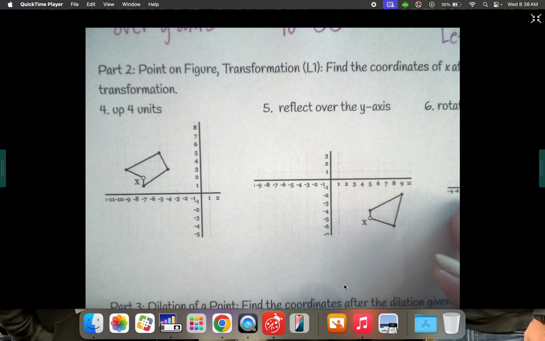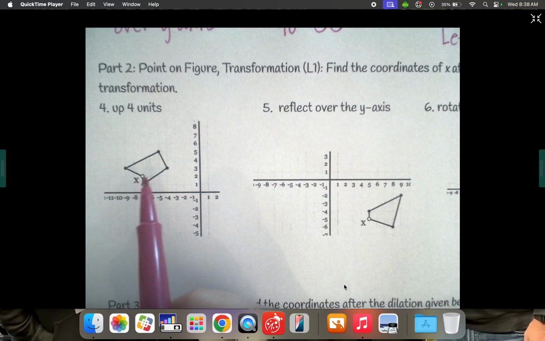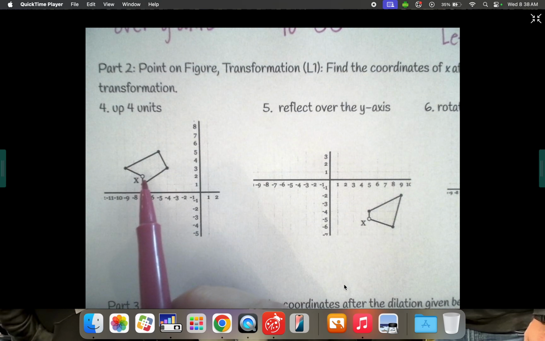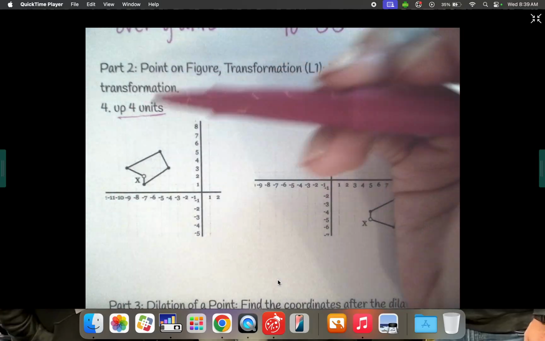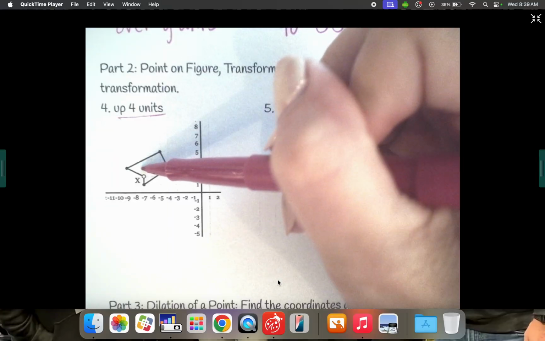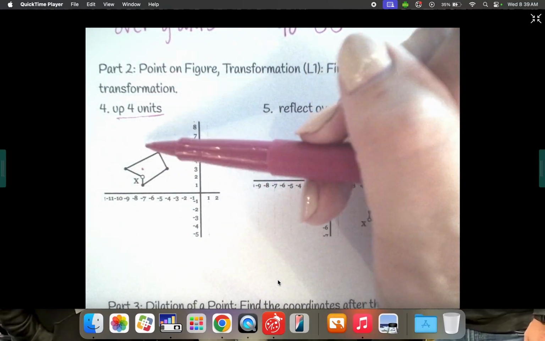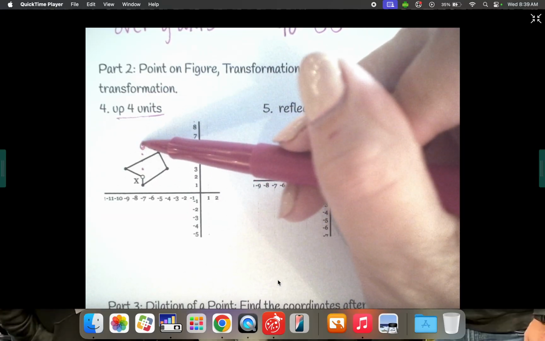Okay, part 2. Part 2 is you're not going to have to move this whole shape. You're just going to have to tell me where the point would be that's X. So see how there's like a little unfilled dot? You're going to just have to say where does that land after you moved it in a certain way. For example, number 4 says up 4 units. So again, these are really hard to see the lines, but up 4 units would be 1, 2, 3, 4. I believe it would land right there.